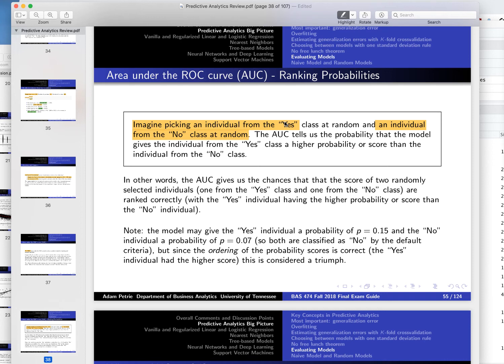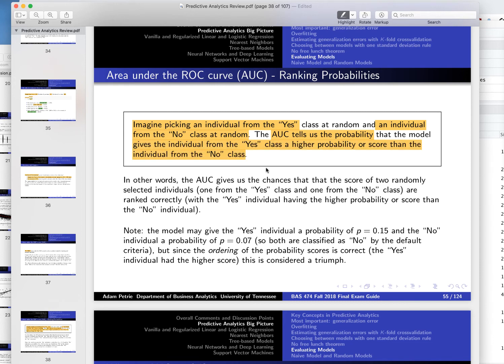So if we think about it, we would like the model to come back with a higher predicted probability of belonging to the yes class when we're dealing with the yes individual than if we were dealing with the no individual. And so the AUC tells us this probability. This AUC tells us the probability that the model actually gives the individual from the yes class a higher probability than the individual from the no class.